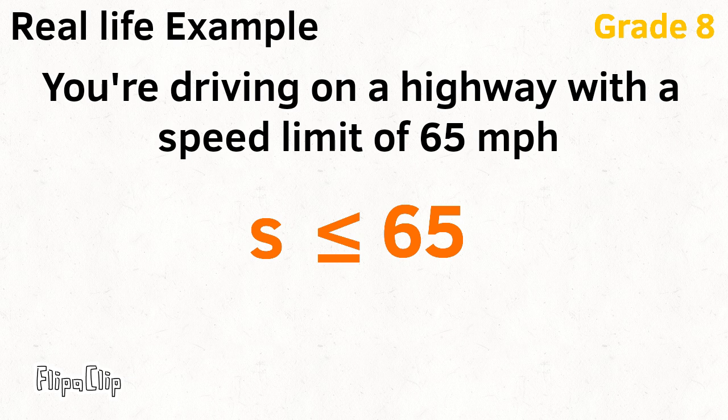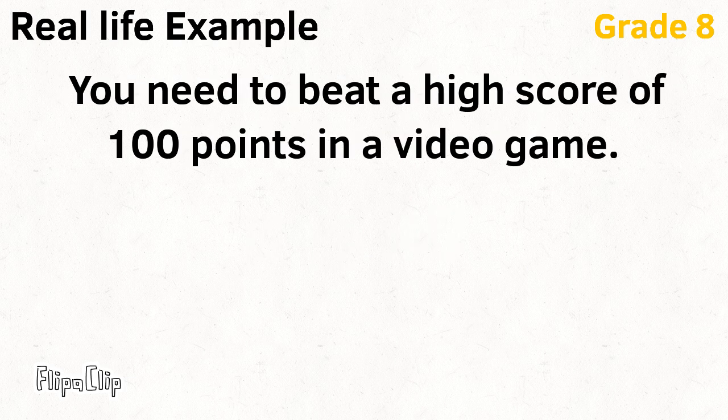This is read as S is less than or equal to 65. And that's how you write an inequality. So here's the second example. You need to beat a high score of 100 points in a video game. So let's represent the scores you have to get to beat the high score.